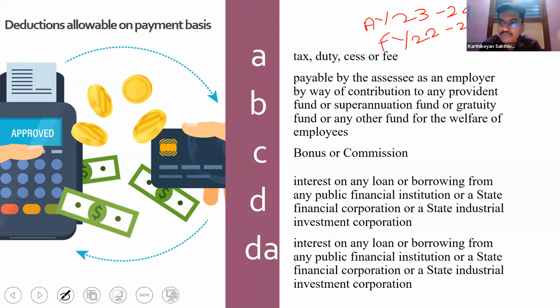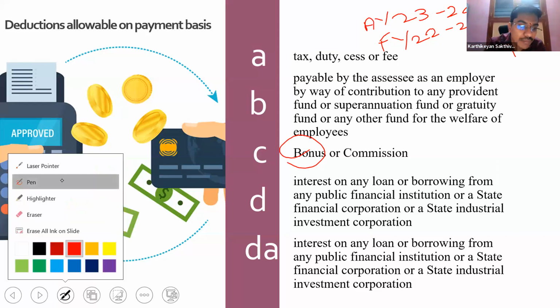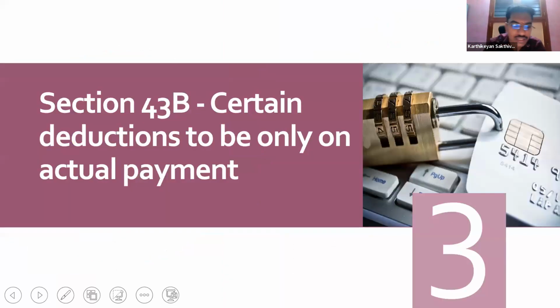Now it is payable as on 31st March 23. Assume, for example, bonus. Bonus is outstanding on 31st March 23, it is not paid, right? After that, what do I do? On 1st of April I make the payment. Since I am making the payment on 1st of April and it is before the 139(1) due date, that can be claimed as deduction in this financial year itself.